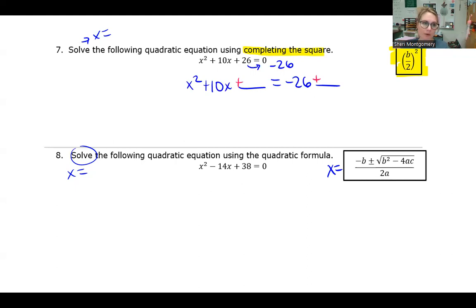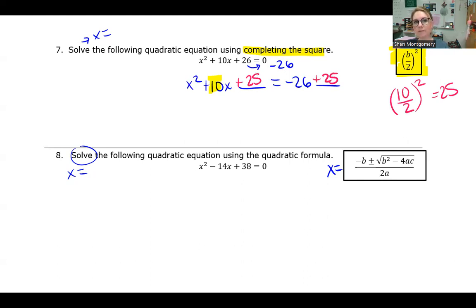Let's figure out what the magic number is. The magic number, when you complete the square, it depends on what your middle term is. It is a 10. So off to the side, I have 10 divided by 2. What is 10 divided by 2? 5. What is 5 squared? 25. So I'm adding 25 to both sides.